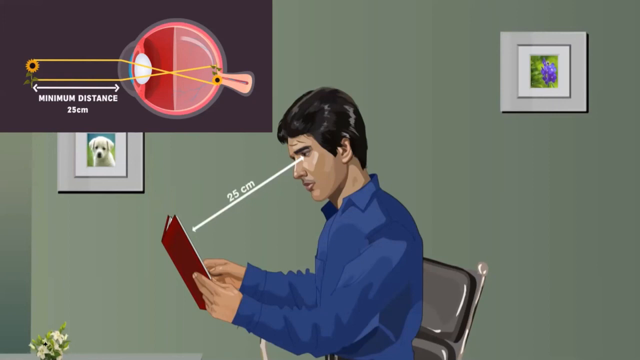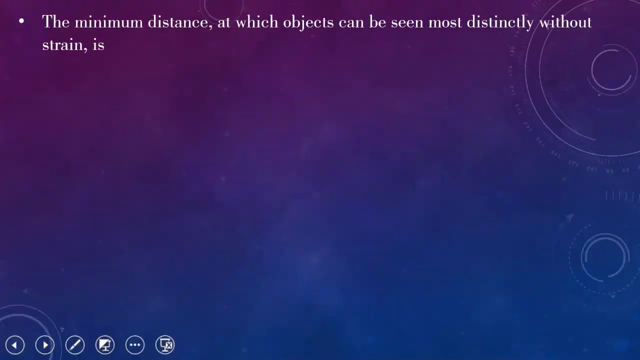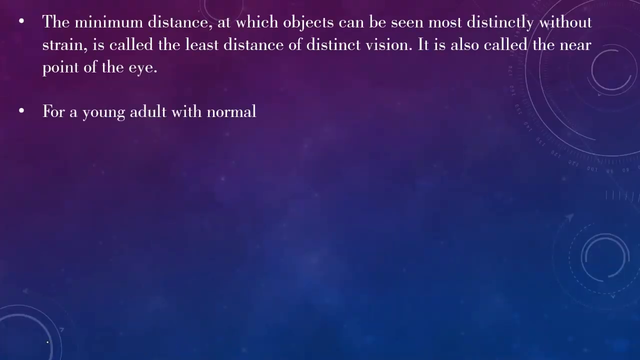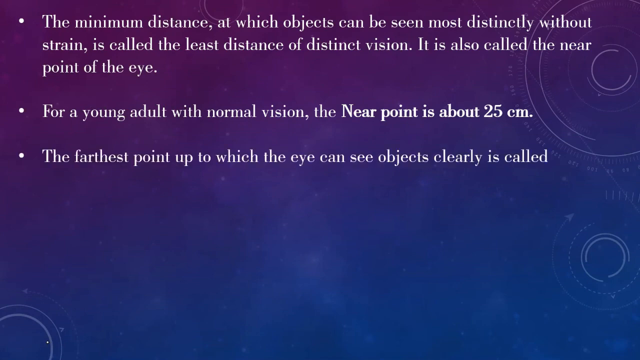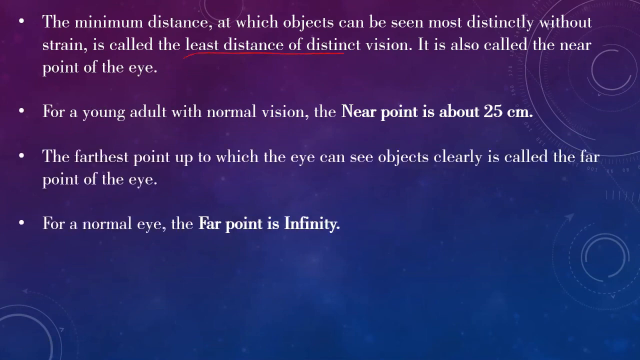Okay, so always remember, for a normal human eye, we can see objects clearly up to a distance of 25 centimeters and not less than that. If we hold this book at a distance of 15 centimeters, proper images are not formed, blurry images are formed, right? The minimum distance at which objects can be seen most distinctly without strain is called the least distance of distinct vision. Very important, can come for a 1-mark question. It is also called the near point of the eye. For a normal young adult with normal vision, for a normal eye without any defect, the near point of the eye is about 25 centimeters.